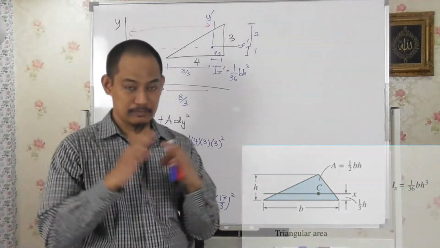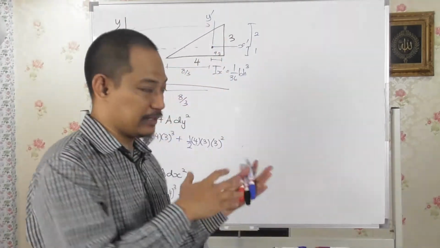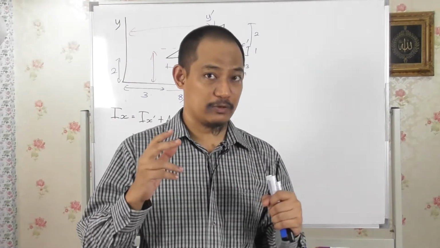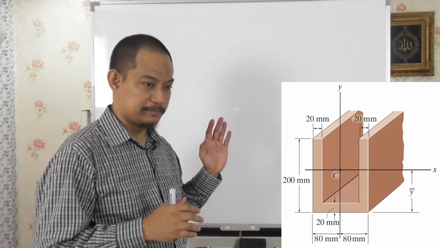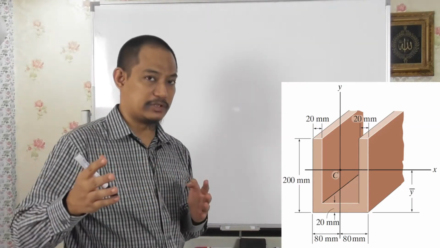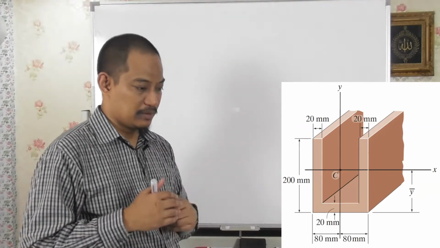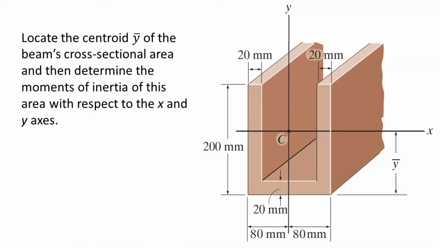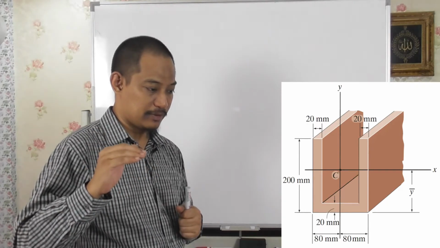So I think we have completed the revision of the understanding that you should have to be able to solve for composite area for both centroid and moment of inertia. We'll go for our example inshallah after this. So this is the first example. I'll put the diagram there, but hopefully you can also see the PDF, because of the full question, right? So the diagram is there, but the question is: locate the centroid y bar of the beam's cross section area, and then determine the moment of inertia of this area with respect to x and y axis. So there's two parts to the question. One is asking for the centroid, the second is asking for the moment of inertia.